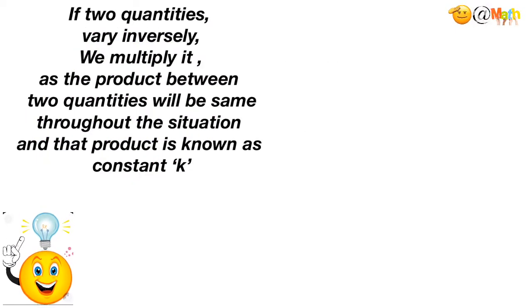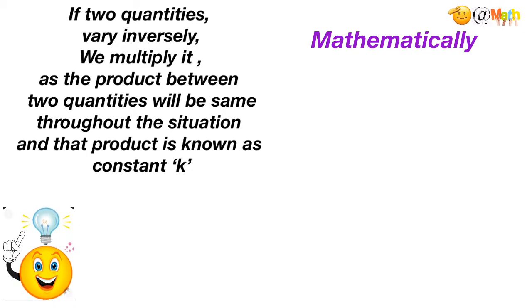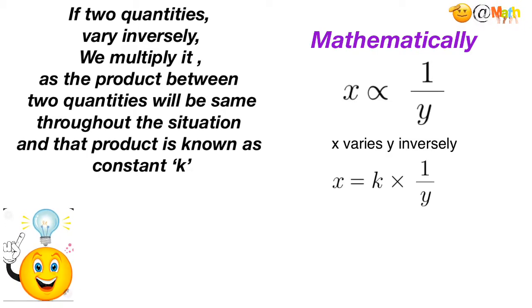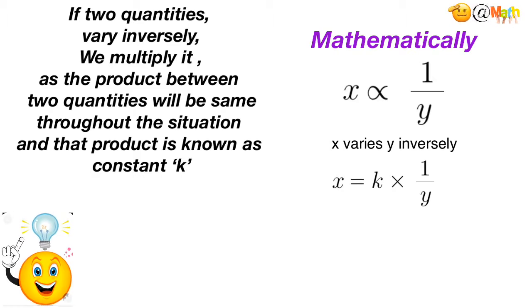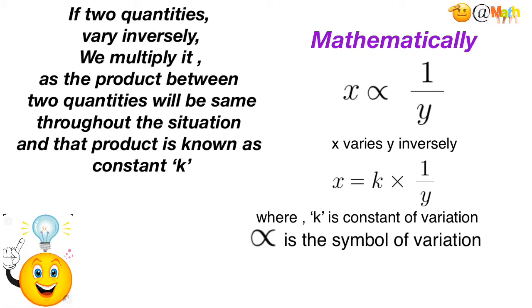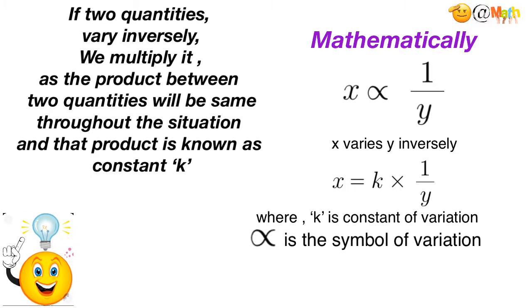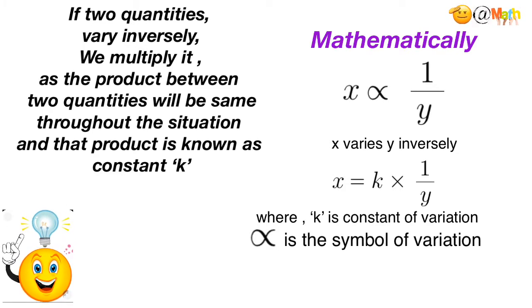If two quantities vary inversely, the product of the two quantities will be the same throughout the situation, and the product is known as constant k. Again, mathematically we can write x is inversely proportional to y. X varies inversely with y, so x is equal to k into 1 by y, where k is the constant of variation, and this symbol is known as the symbol of variation.